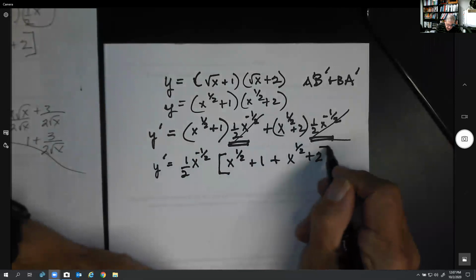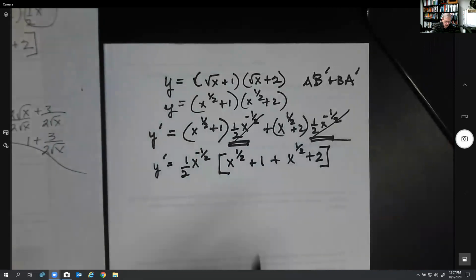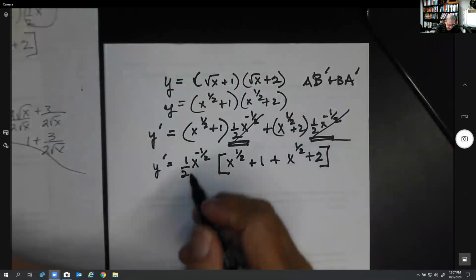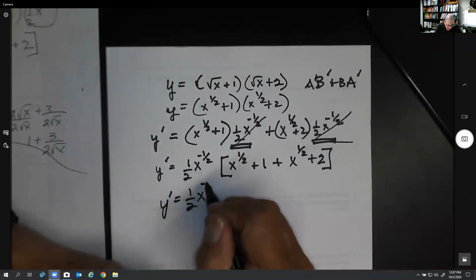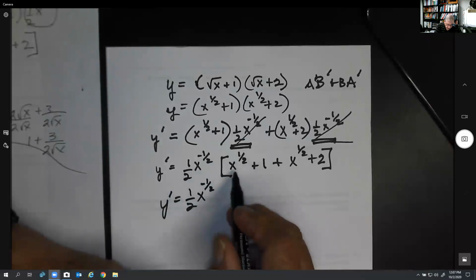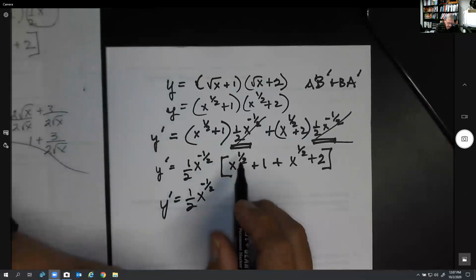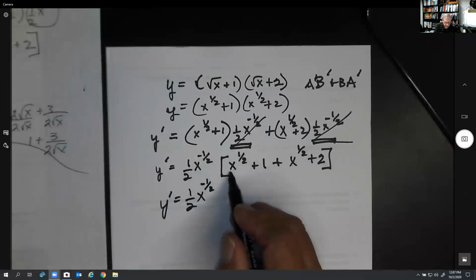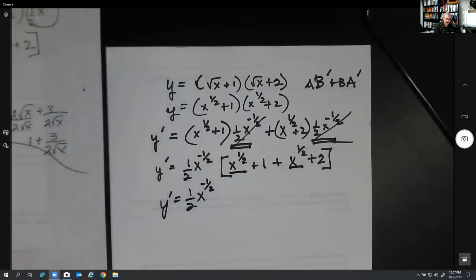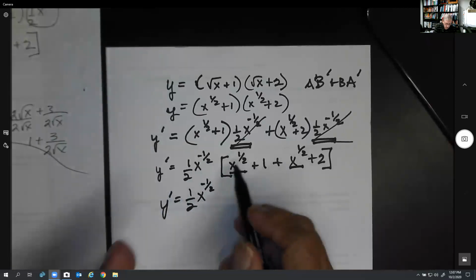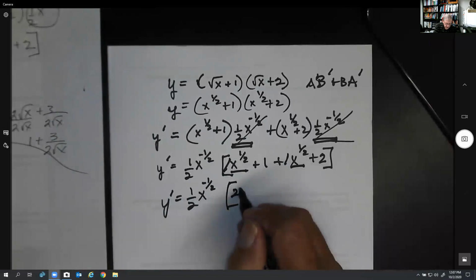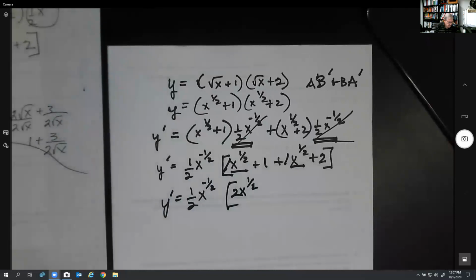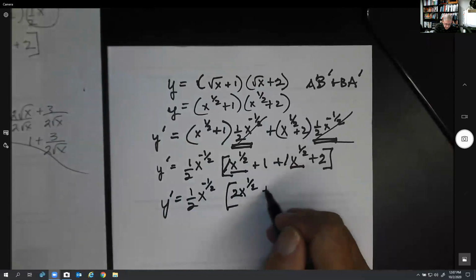See, we want to go this extra step. Now we can kind of combine this together. Y prime equals 1/2 x to the negative 1/2, and we can rewrite that a little bit later. Here you have x to the 1/2 and x to the 1/2. Those are like terms. It's not going to be x to the 1. It's going to be 1 plus 1 is 2x to the 1/2. See, this is where the algebra comes in, plus 3.